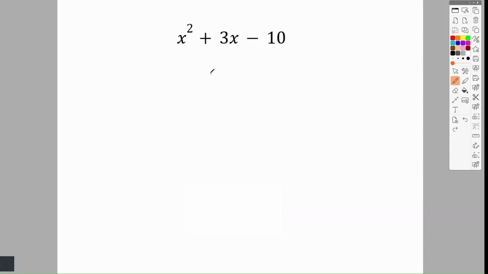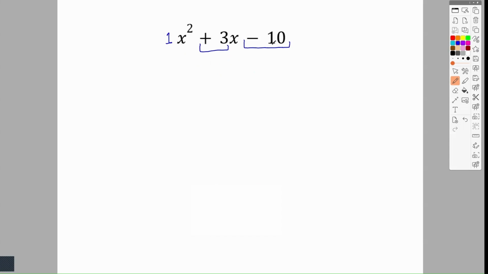So let's start with this quadratic. We have x squared plus 3x minus 10. This quadratic has a leading coefficient of 1. That means x squared is multiplied by 1. So in this case, we have to think about two numbers that multiply to negative 10 and add to positive 3. So this is the way to solve this kind of expression.